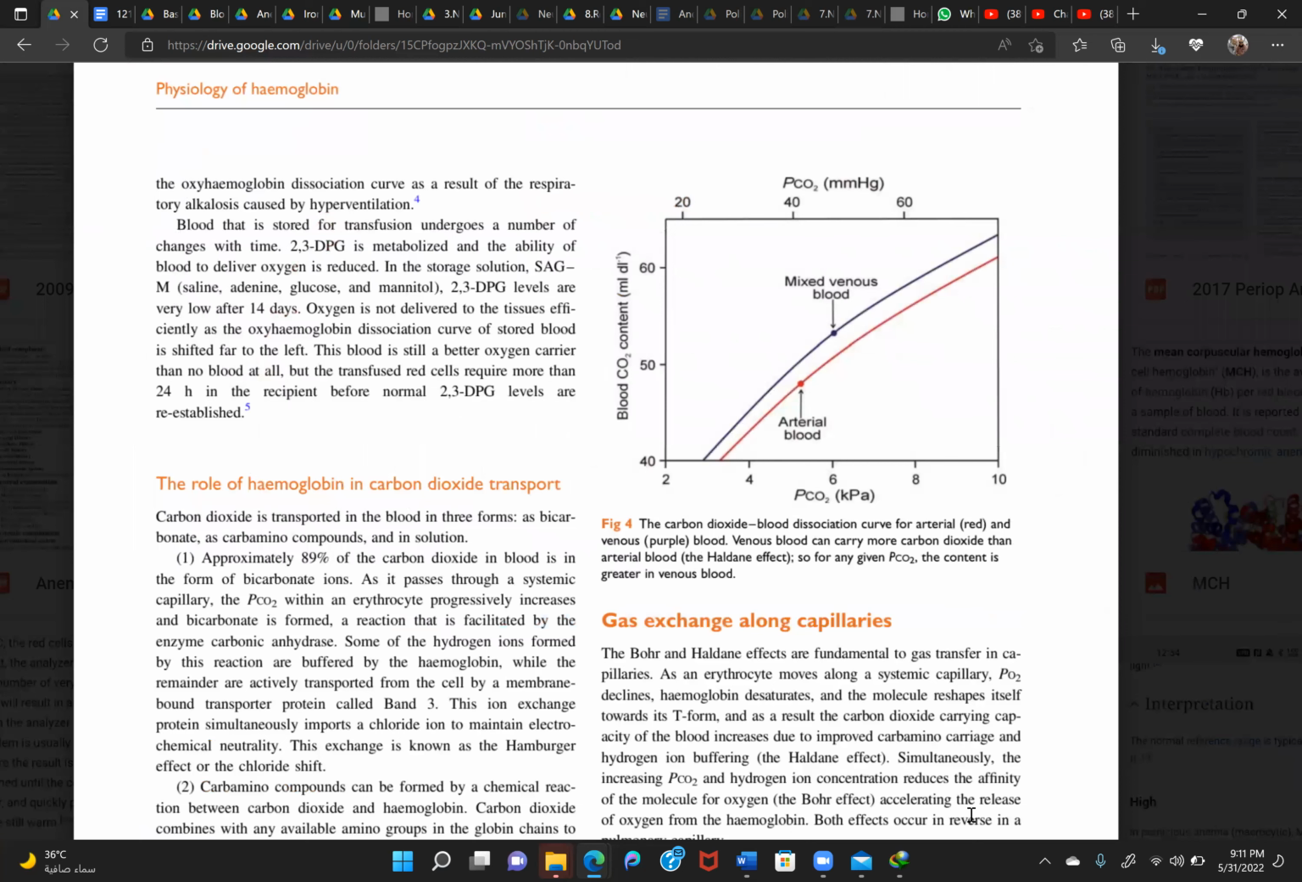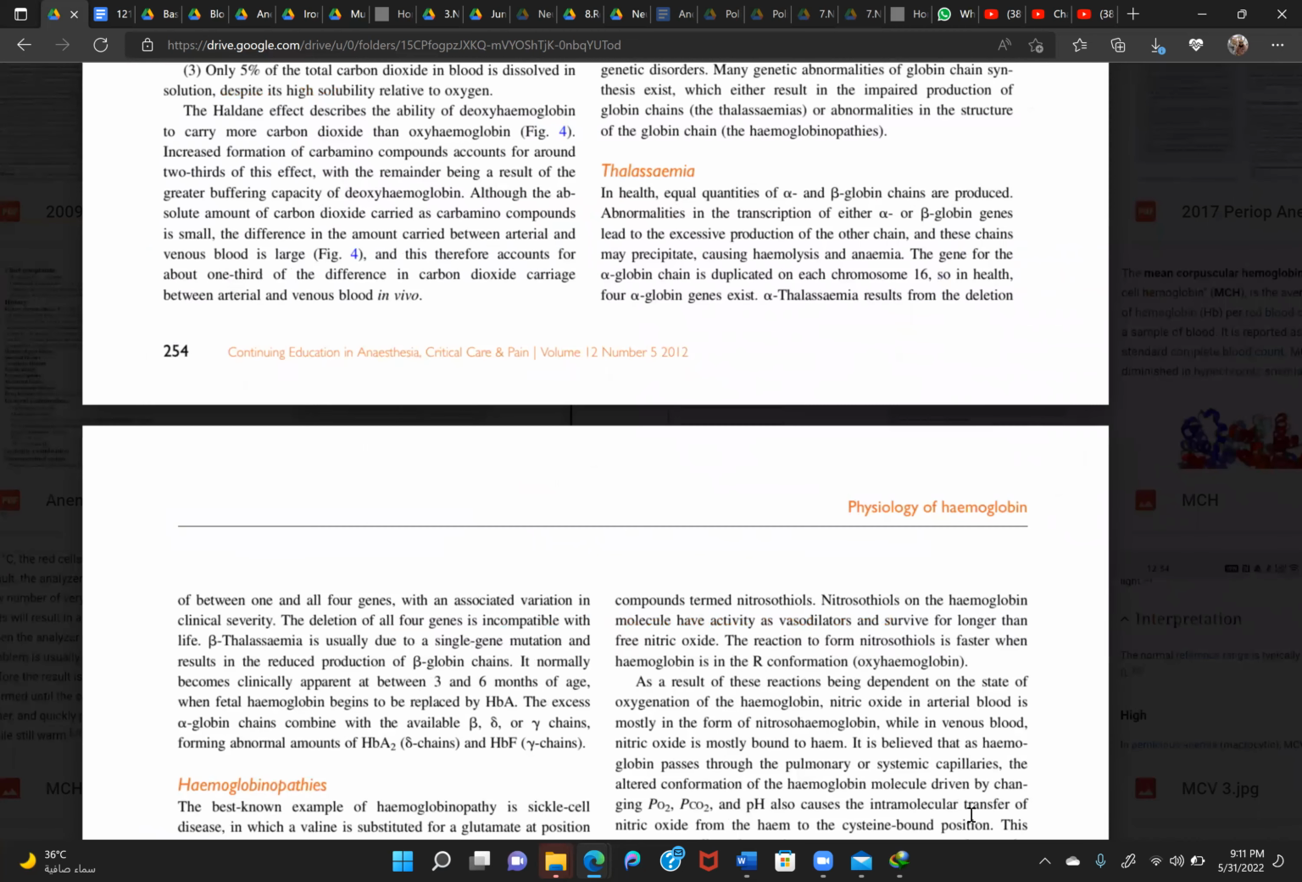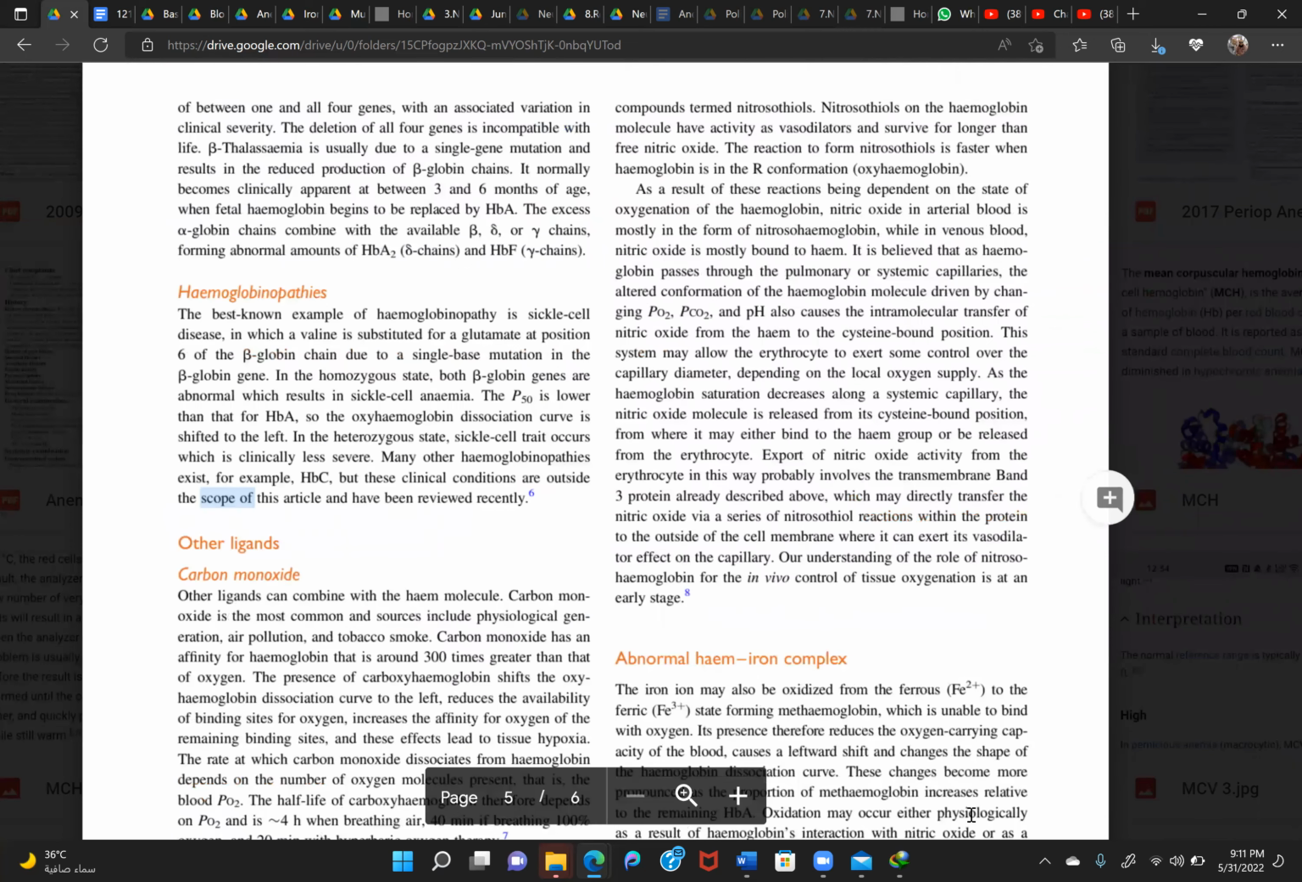What else? Because we have discussed these things, tomorrow we will discuss, inshallah, sickle cell disease and thalassemia.